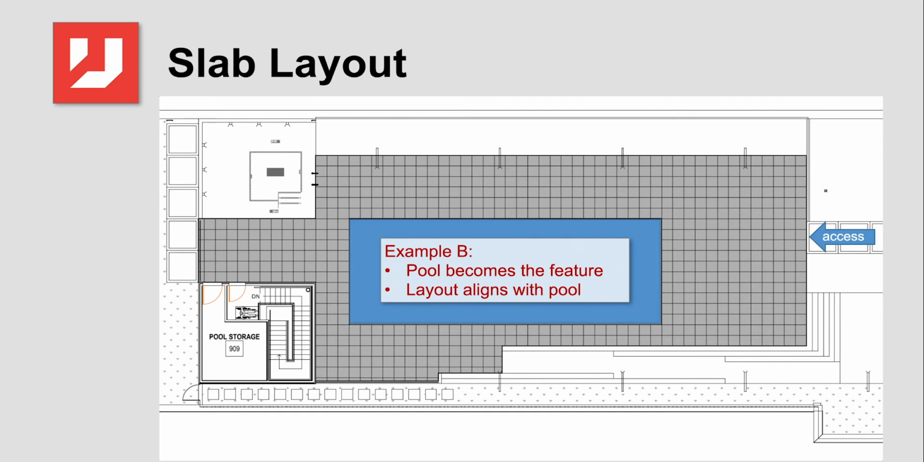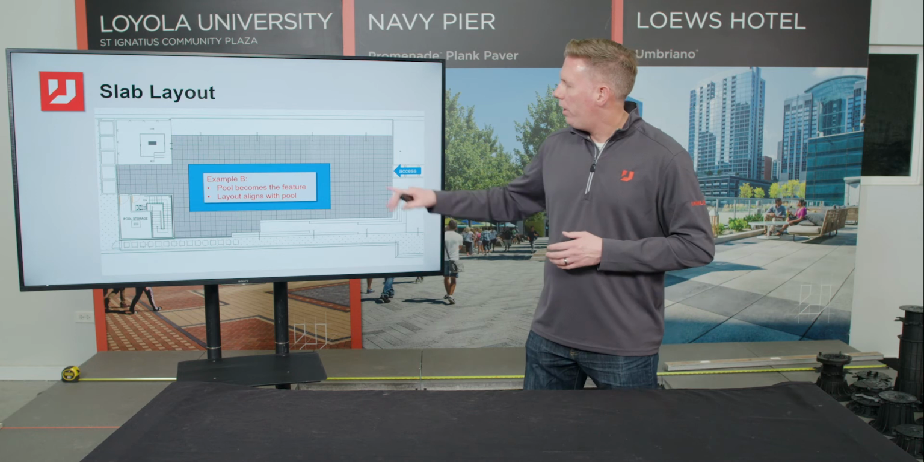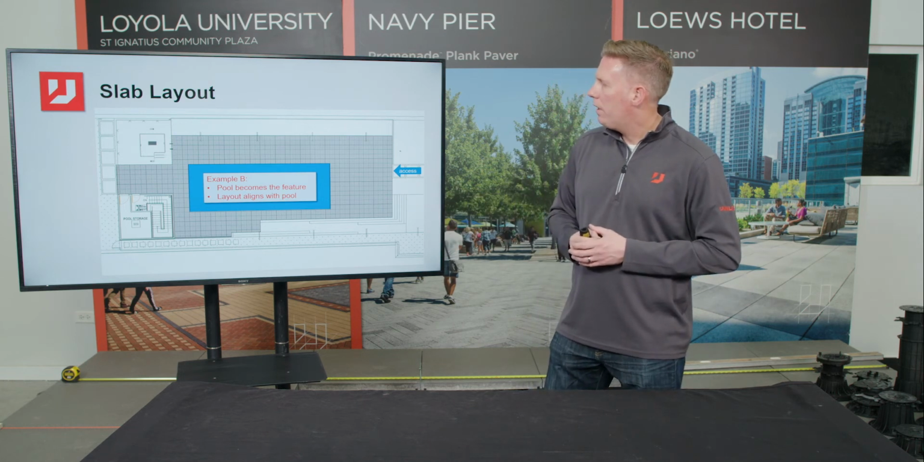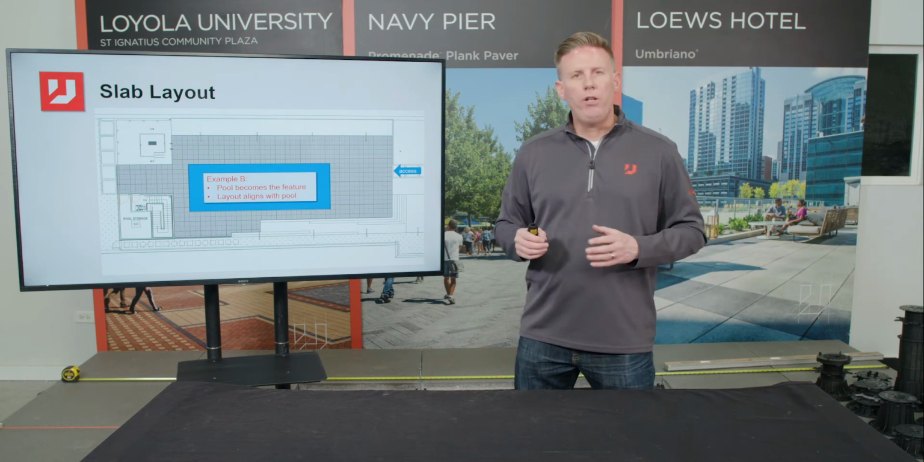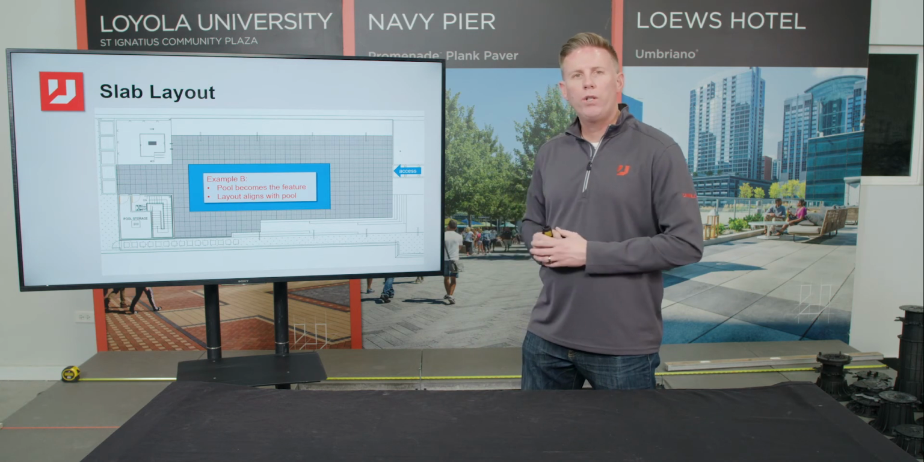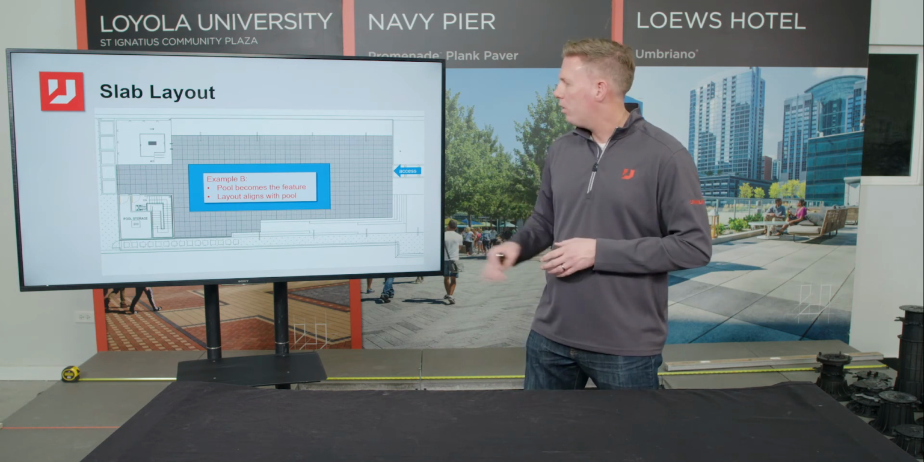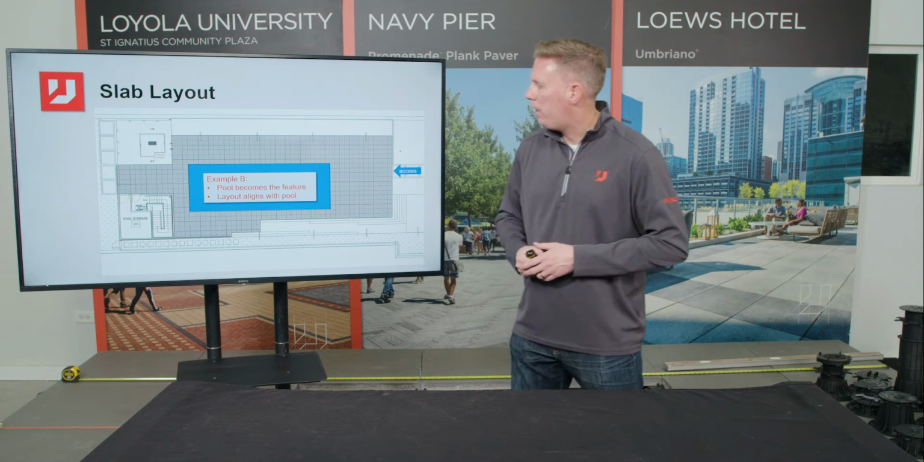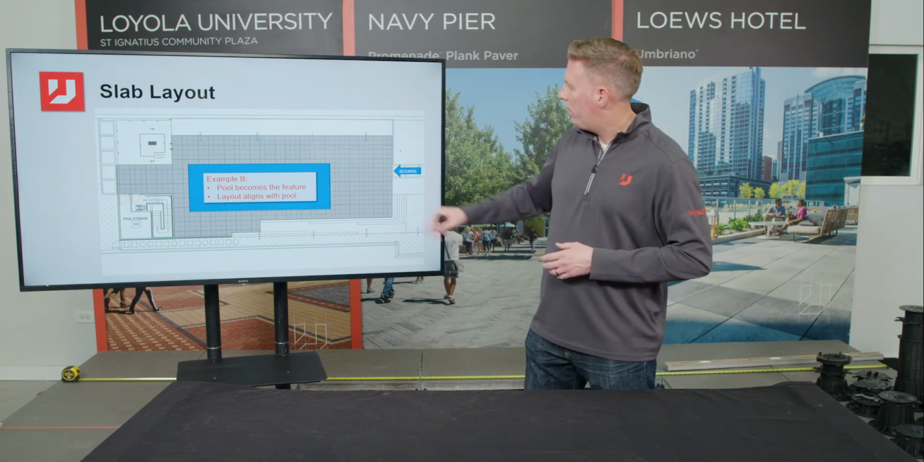Now comes an example where you might have a pool feature out there. The blue area here is showing the pool feature. What's nice about this is that the designers fit this pool right in module with the layout of the slab, so there's no cutting around the pool, which is really nice. And it still fits in the same layout as the previous examples.